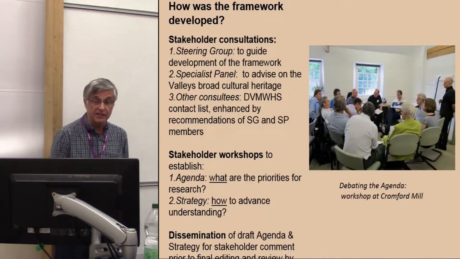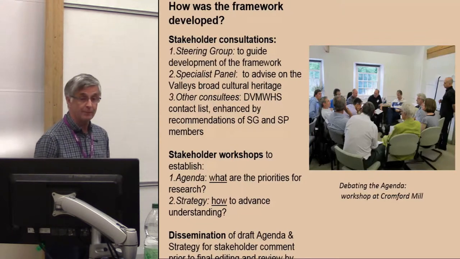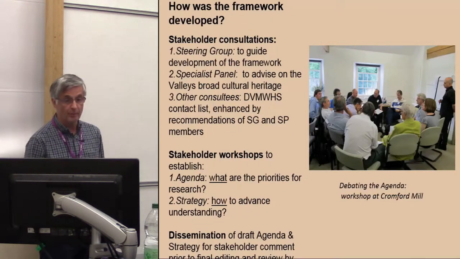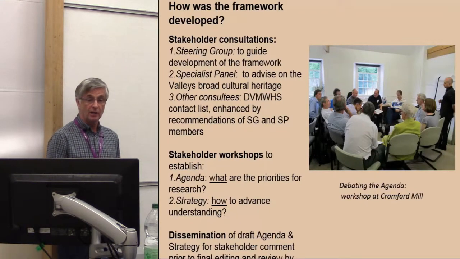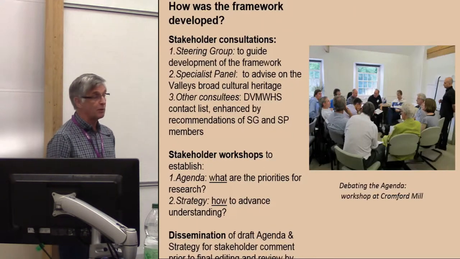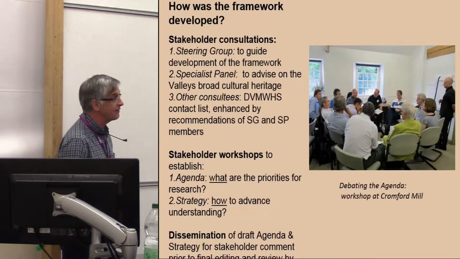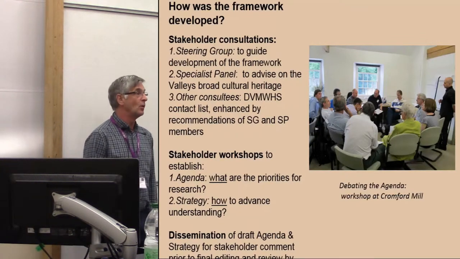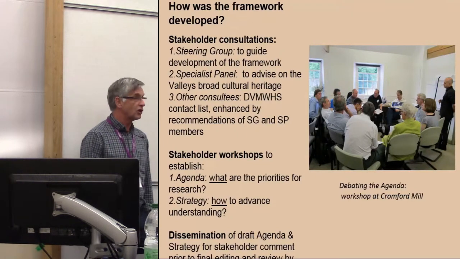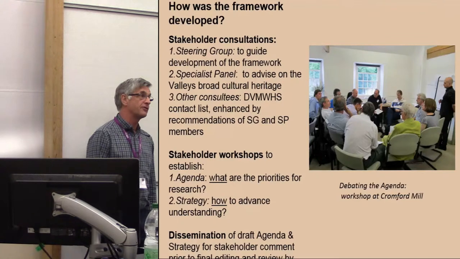And then other consultees. The World Heritage Site management team has a very large contact list, and we use that to advertise the development of the strategy, and we invited people to workshops via that list. And that list was enhanced by recommendations made by members of the steering group and specialist panel. So at the end of the day, we were able to circulate about 400 people with particular interests in the Derwent Valley Mills, and we invited them to workshops, and we kept them up to date with progress and invited comments on drafts of the framework.